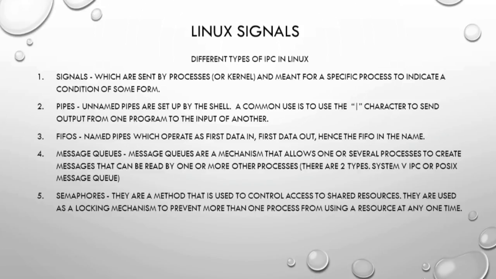Semaphores. Semaphores are a method that's used to control access to shared resources. They're used as a locking mechanism to prevent more than one process from using a resource at any one time. Shared memory. This is an area of memory to be shared by multiple processes.